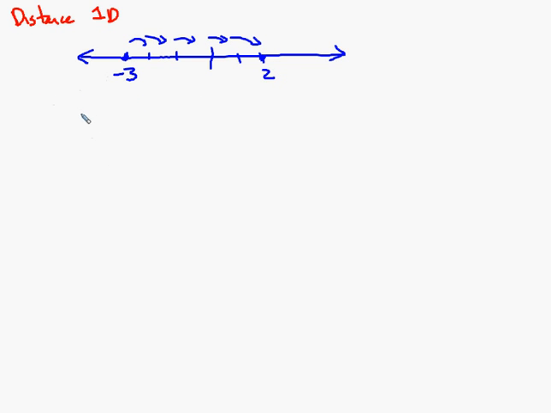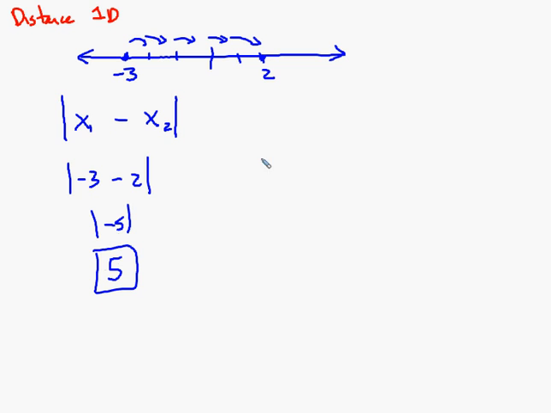So distance in 1 dimension, I'm basically going to take the first point, our x1 point, subtract our second point, our x2 point, and then I'm going to make sure I have the absolute value of that. So in this case, negative 3 minus 2. Do everything in the absolute value symbols first. So I get negative 5. The absolute value, that's 5. So I get the distance of 5.